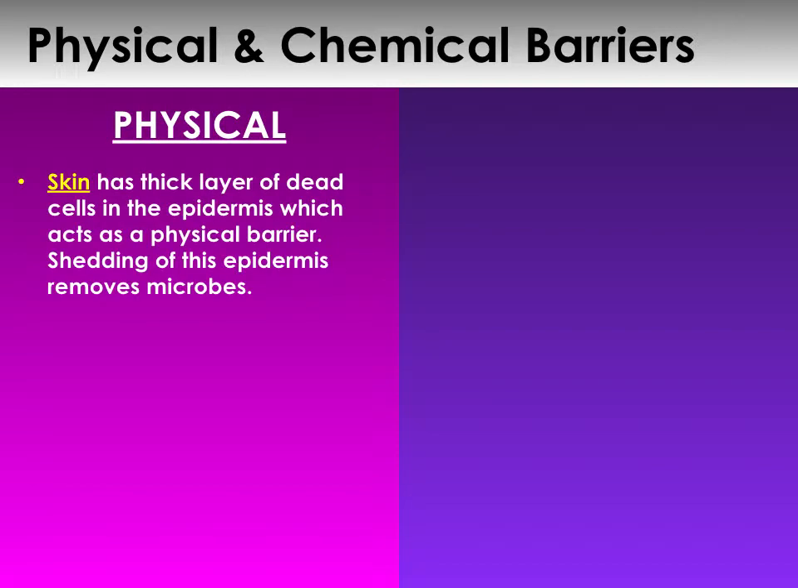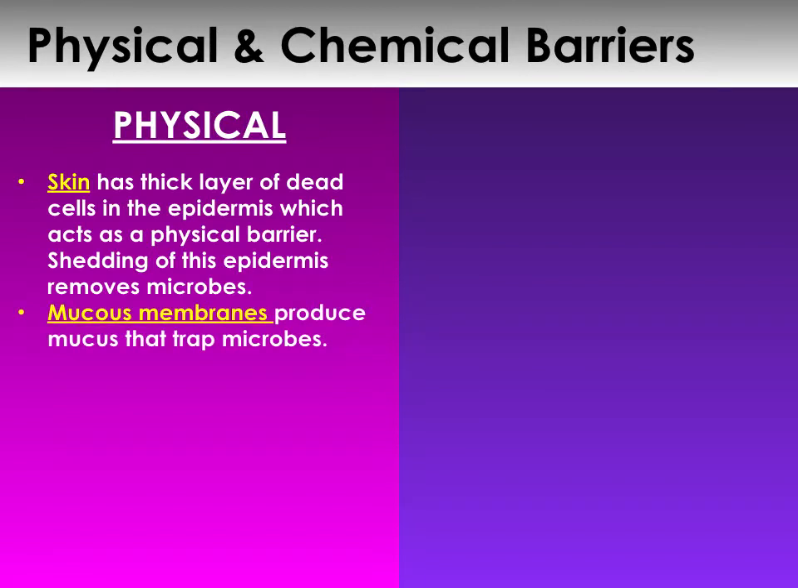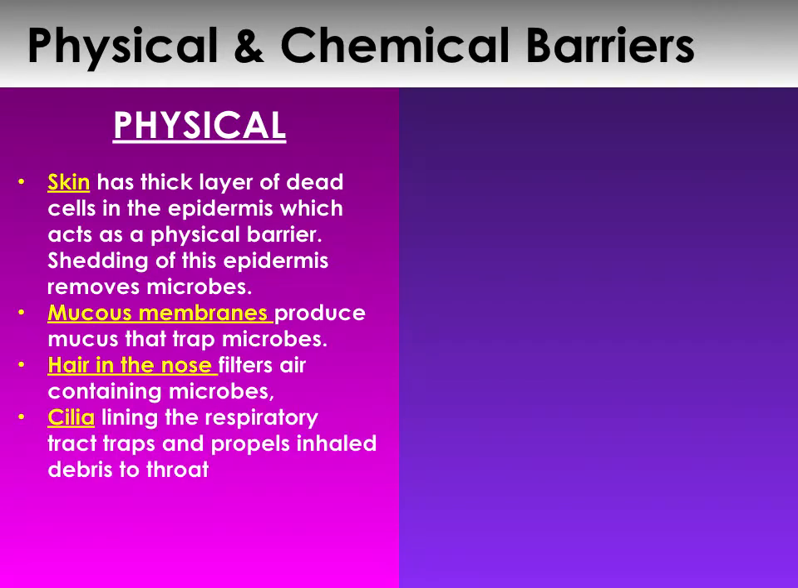Physical barriers include the skin. The skin has a thick layer of dead cells in the epidermis, which act as a physical barrier. Shedding of this epidermis will remove microbes. Mucous membranes produce a mucus that helps to trap microbes. Hair in the nose filters air containing microbes.